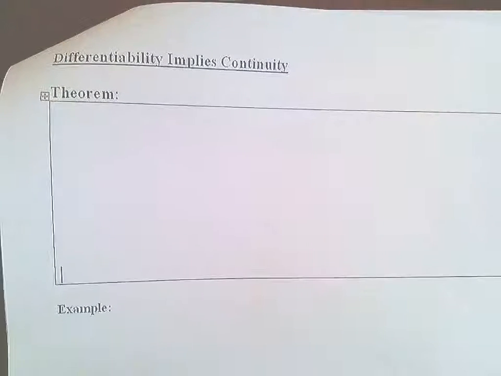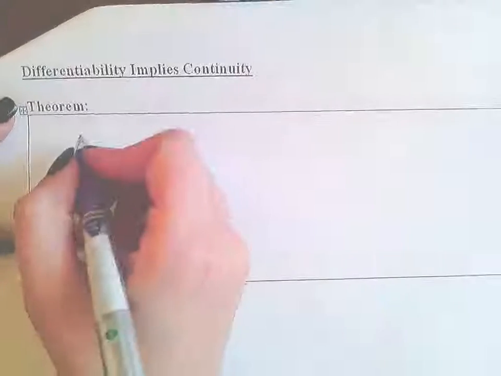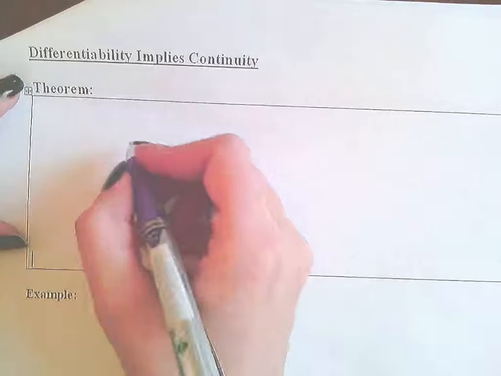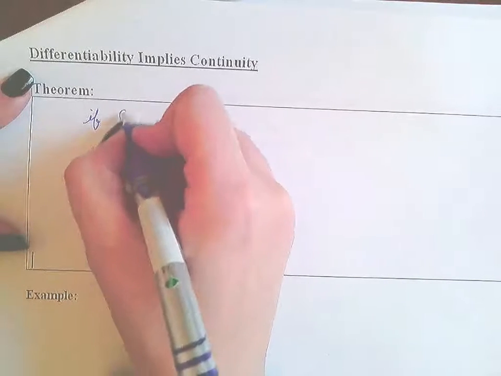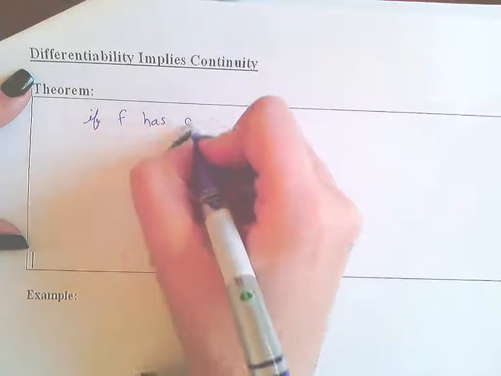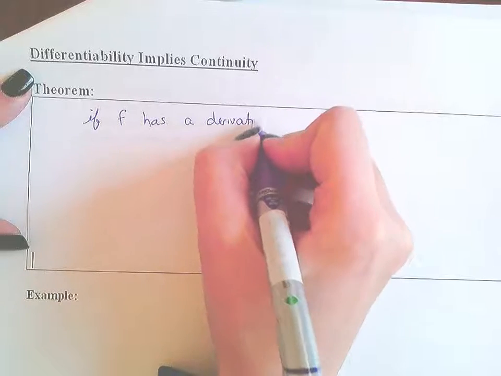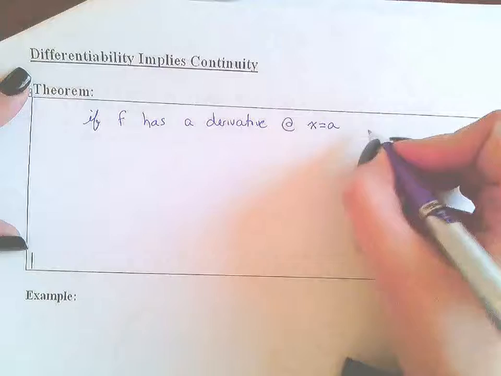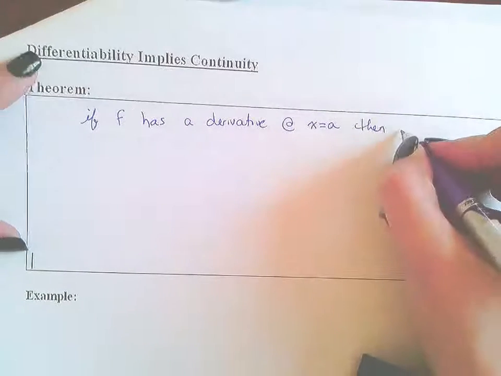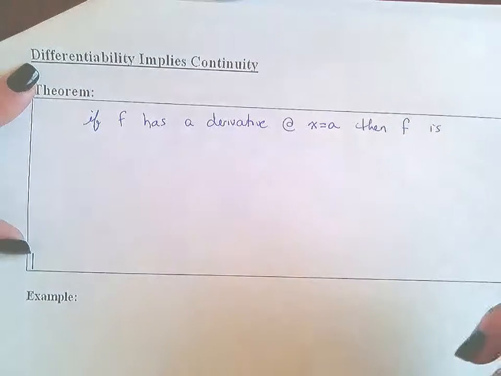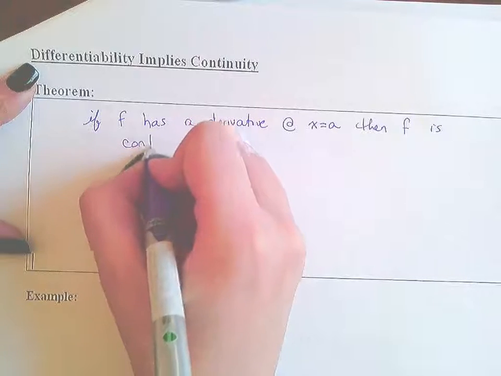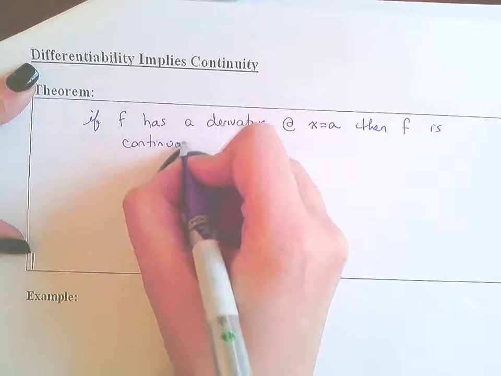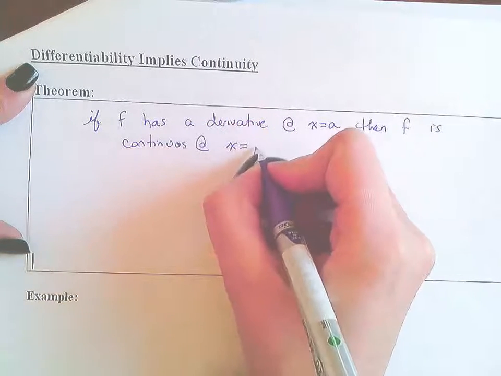All right, differentiability implies continuity. So what the theorem says is exactly what we just did. If f has a derivative at x equals a, whatever that point is, then f is continuous at x equals a.